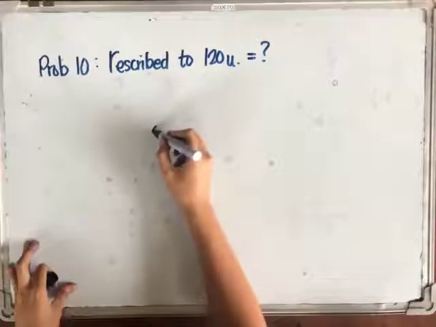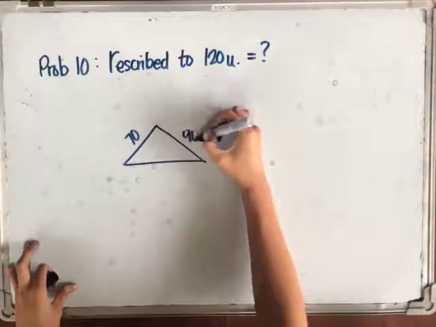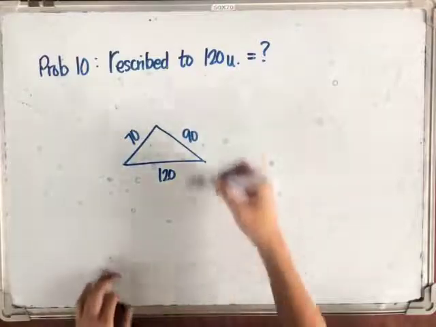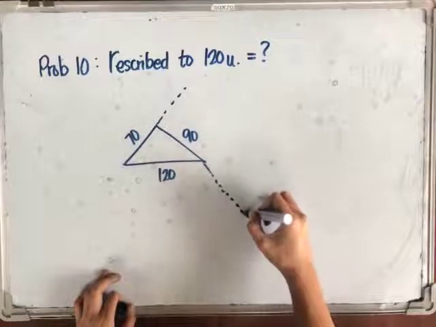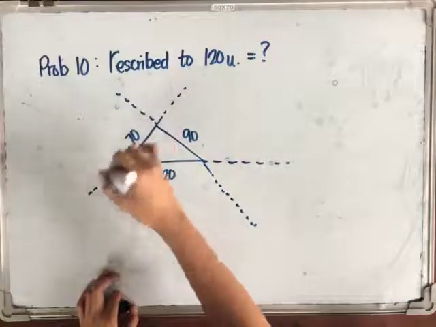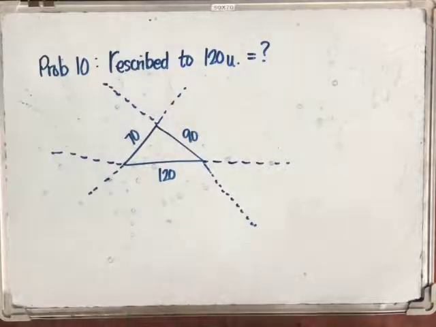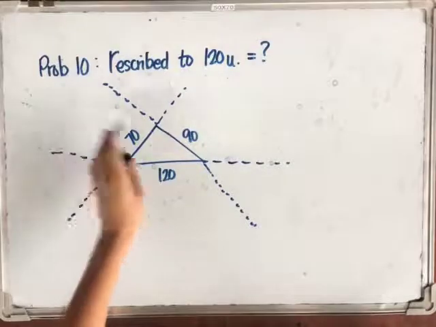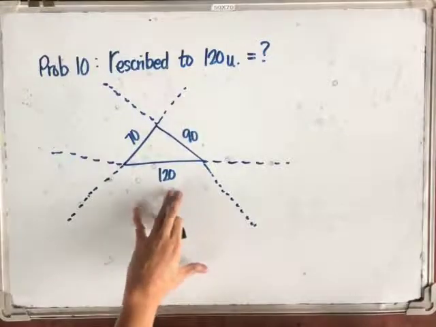So, let me draw the triangle again. This is 70, 90, and 120. For us to draw our escribed circle, ganito daw ang gagawin. You extend this side here. Extend mo lahat ng sides. So, kung na-extend mo na, tatlong escribed circles ang mabubuo natin dito. One is escribed to 70, the other is to 90, and the last one is to 120, which is yung particular concern natin for this problem.